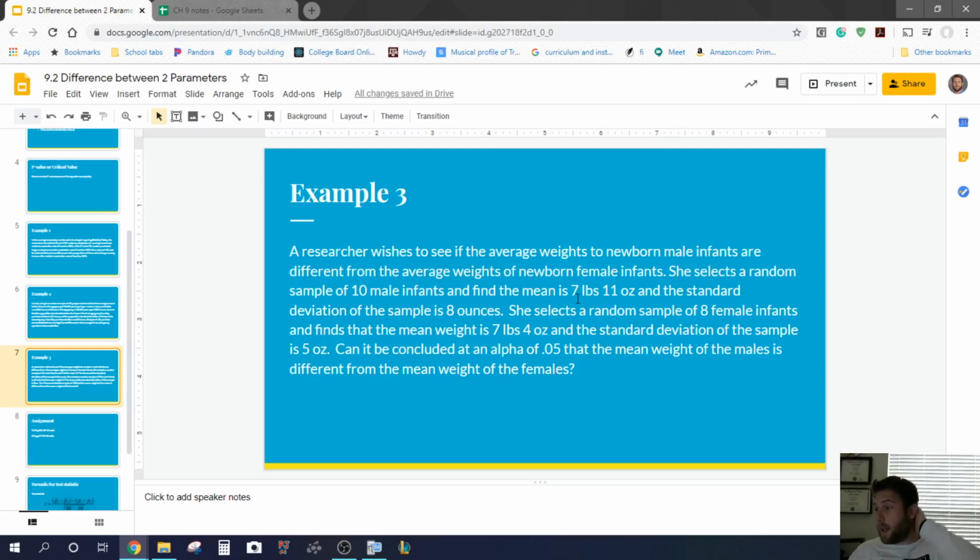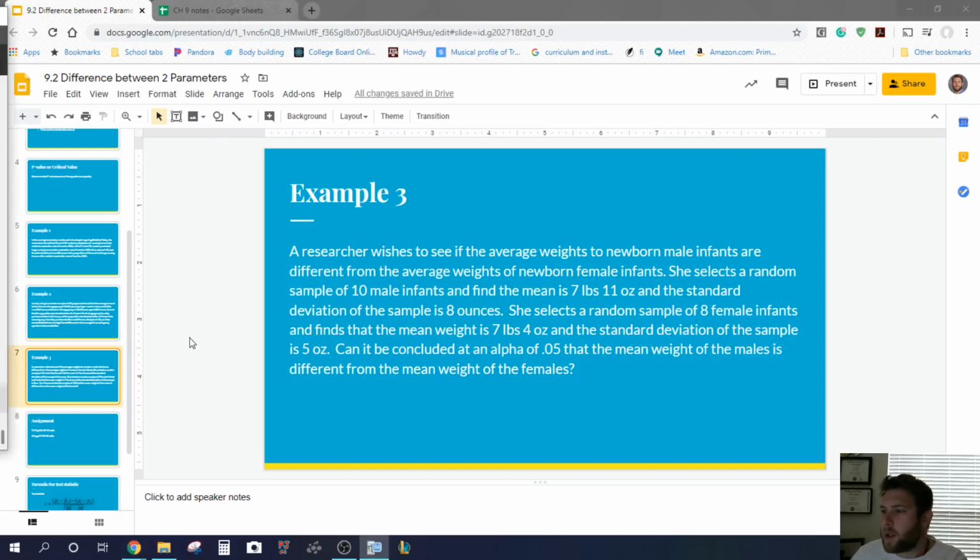Now, one thing I have to say here is that you're going to need to convert everything into one term of units. Before I read this problem, you're going to notice that there's pounds and ounces. You're going to have to convert either to pounds or convert completely to ounces. It's up to you which one you want to do. Just know that there's 16 ounces in a pound, and you should be able to go from there.